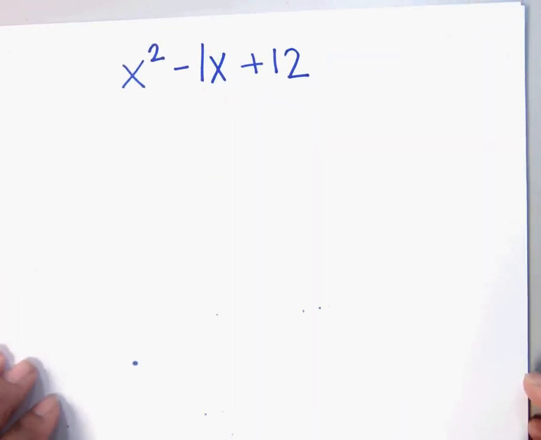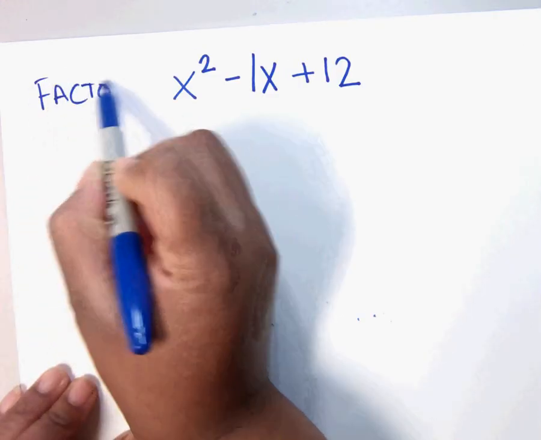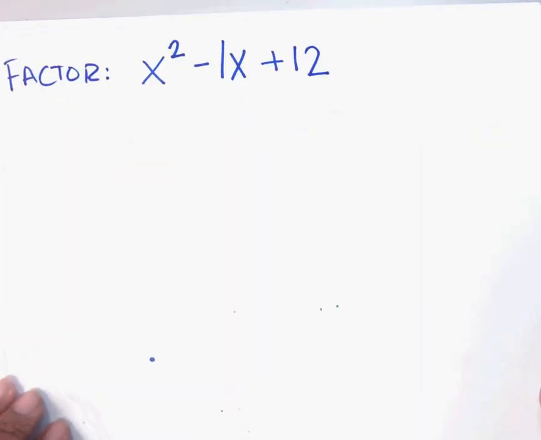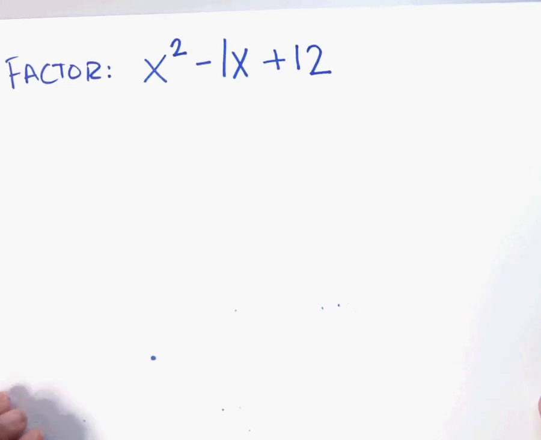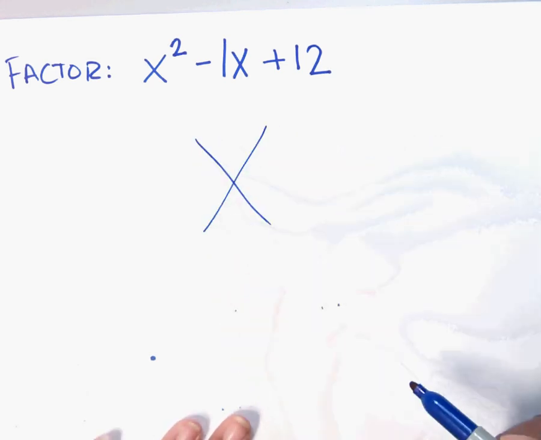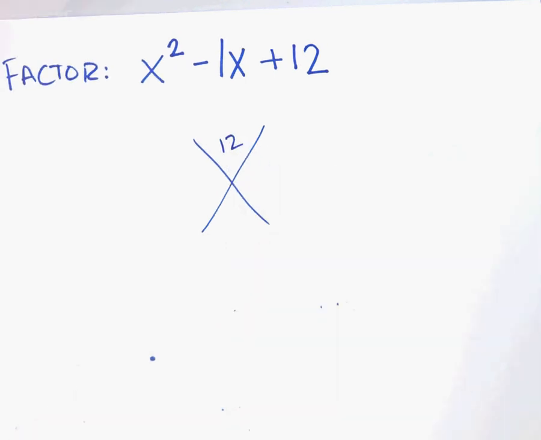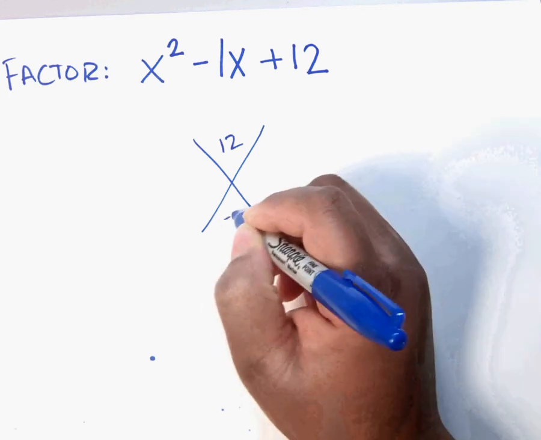Okay, so I want you to factor this problem. Are you ready? So what are we going to do? Multiply A and C, and what do we get? 12. Okay, now what do we do? Put the negative 1 at the bottom. Good job, Sam, good job.